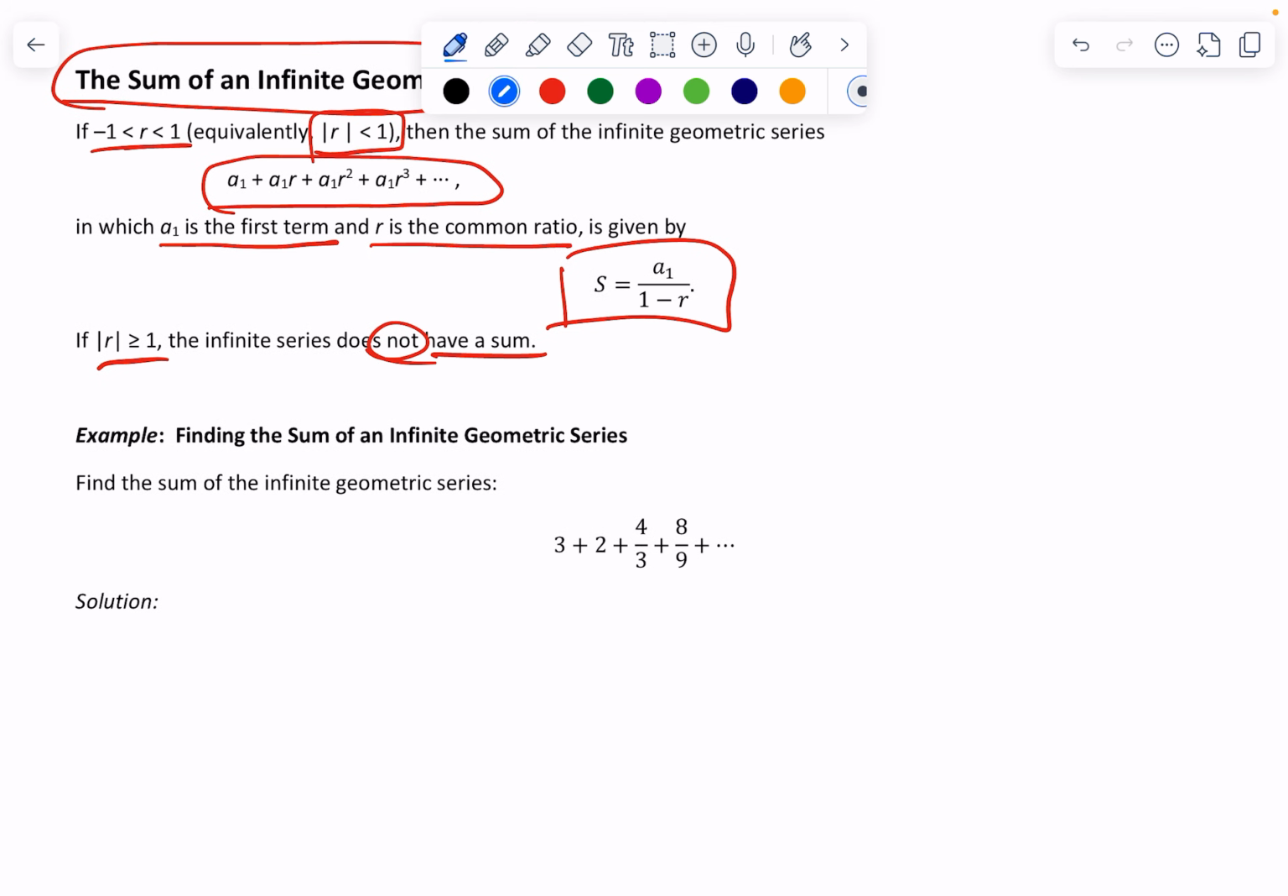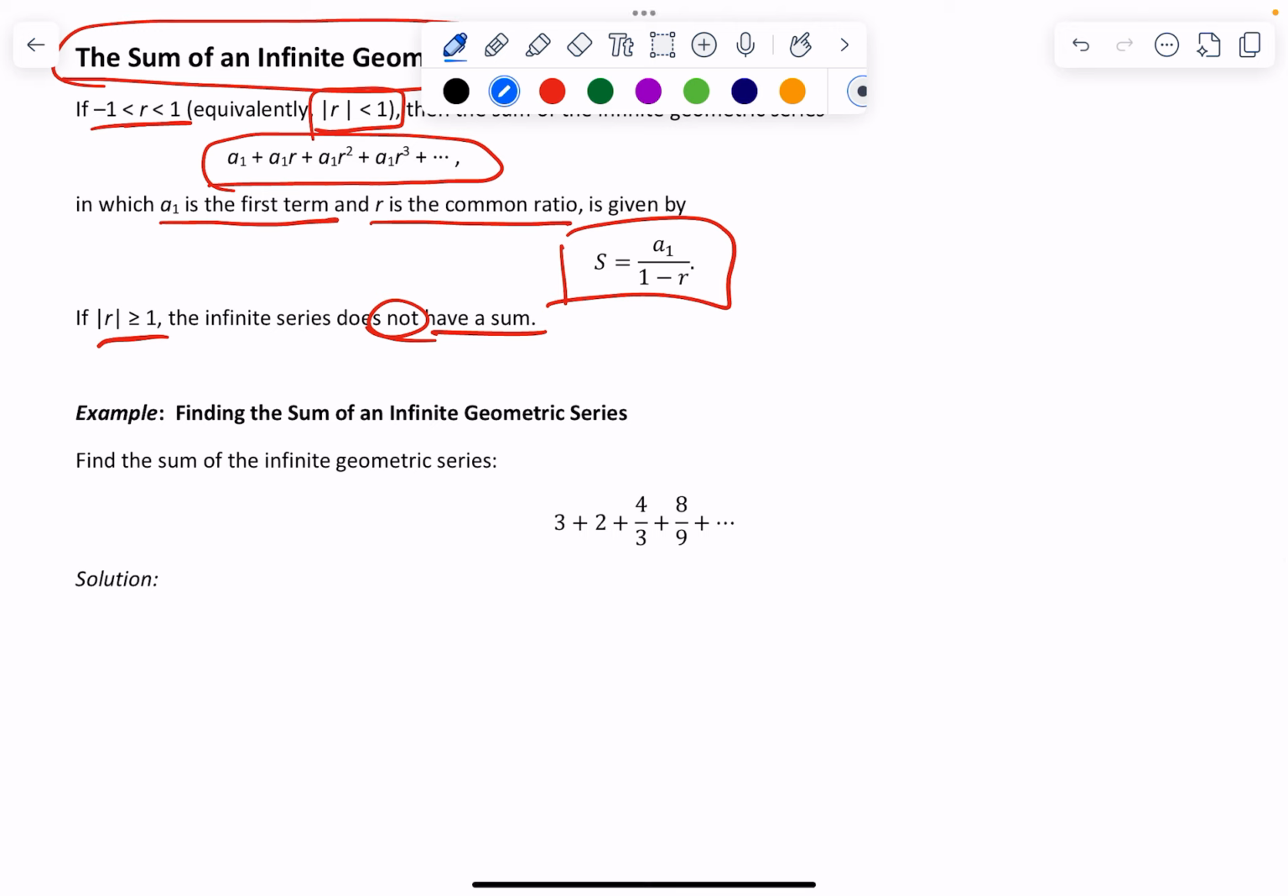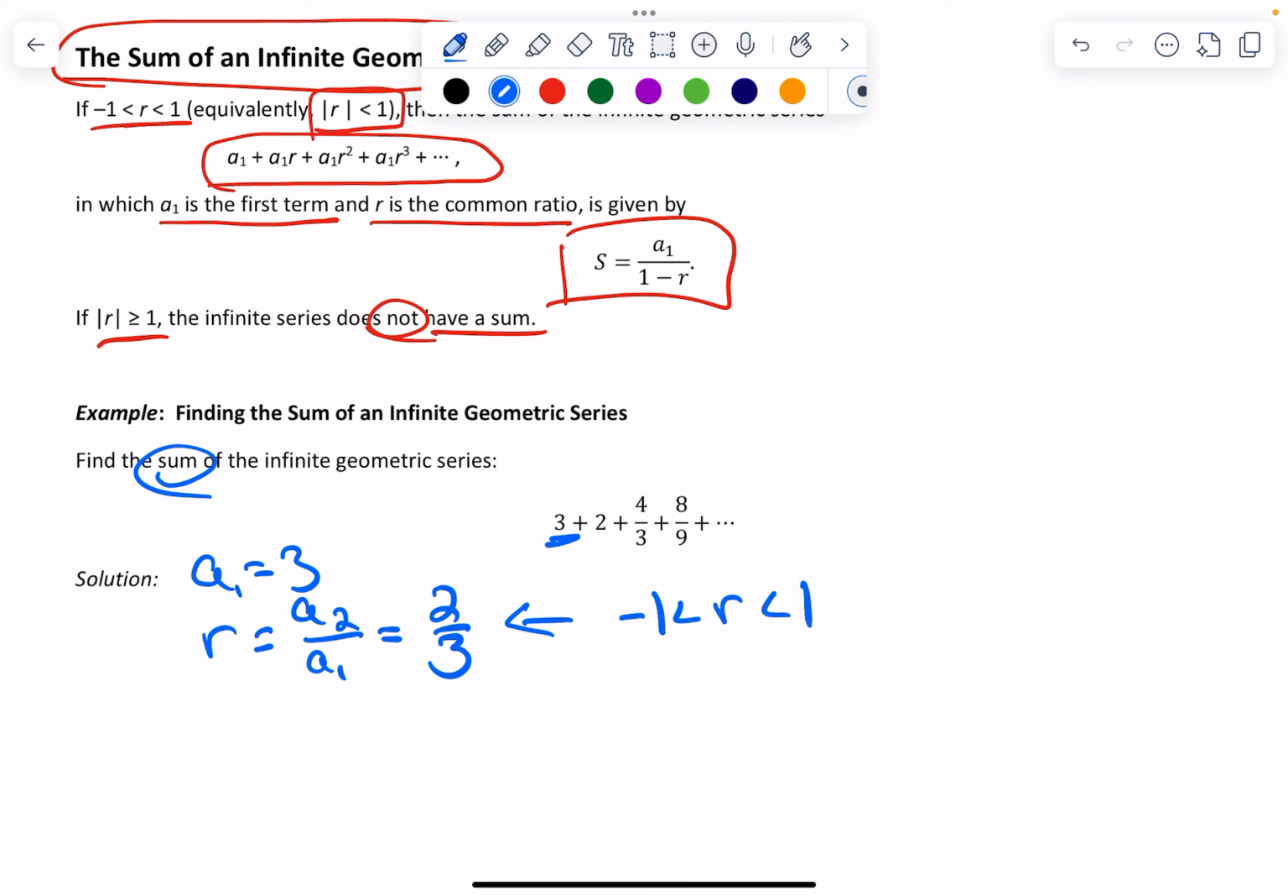Okay, let's look at this series right here. We're trying to find the sum. So our first term is 3. We have to figure out our common ratio. So we're going to take the second term and divide that by the first. So 2/3. Now we need to double check. 2/3 is between -1 and 1. It is less than 1 and it is greater than -1.